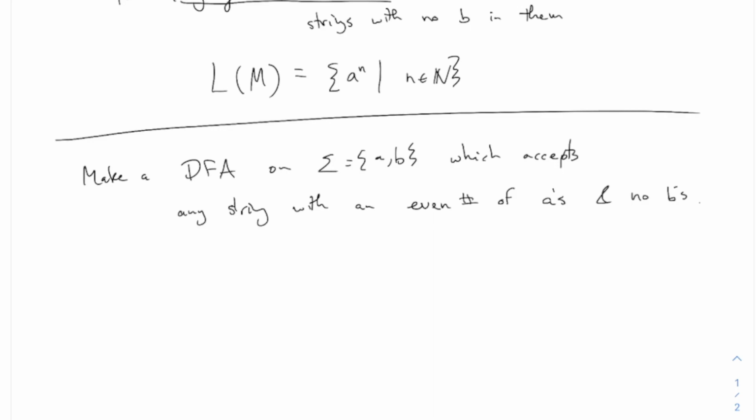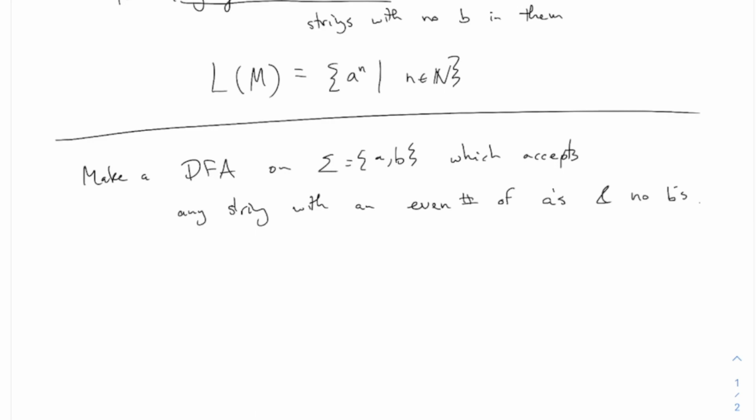This one is going to require three states. There's kind of two different things that the machine has to keep track of in this case. Are there B's or not? And also, is the number of A's even or not? So that would suggest maybe four total states, although you can do this in three.